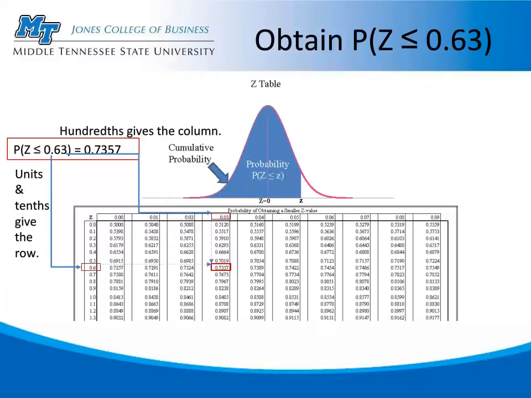Now in the hundredths position, we have a 3. The hundredths position gives you the column. So we go over 0.00, 0.01, 0.02, 0.03. When we intersect those two, the 0.6 row and the 0.03 column, we get our probability value, which is 0.7357. So the probability that you get a z value that's less than 0.63 is 0.7357.